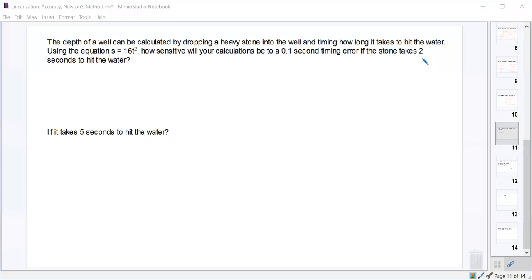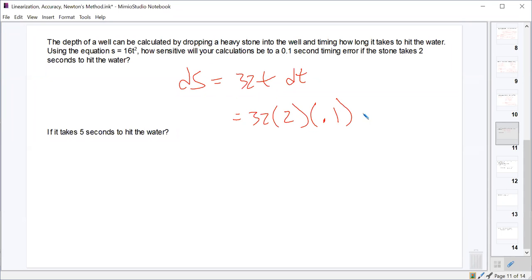So, we are looking for the depth of the well, right? So we're looking for how much we are off in terms of S. We're looking for a dS value. So dS ought to be 32 t dt. And what is our timing error? What is our change in the time, or our error on the time? It could be up to 0.1. So we'll just plug in 32 times our actual calculated value times how much we think we're off by.